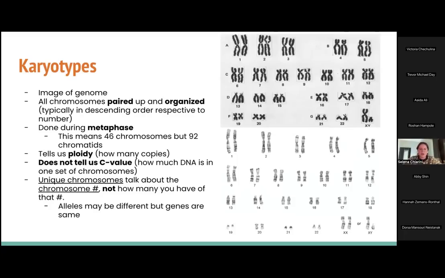And then, of course, remember, all the alleles might be different. So you might have like a heterozygote, right? You have 1 allele on 1 chromosome, 1 allele on another, but the genes are the same.